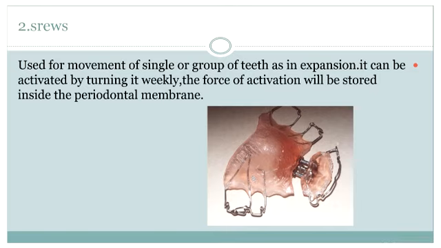The second type of the active component of the removable appliance is screws. Different styles of screws are used for movement of a single tooth or group of teeth, as in expansion, also used for anterior or bilateral posterior expansion. It can be activated by turning it weekly. The force of activation will be stored inside the periodontal membrane of the teeth.